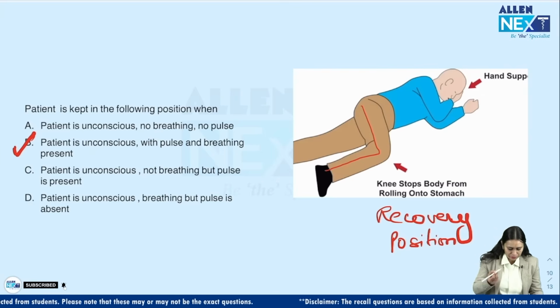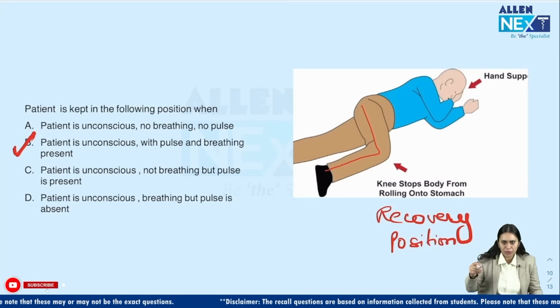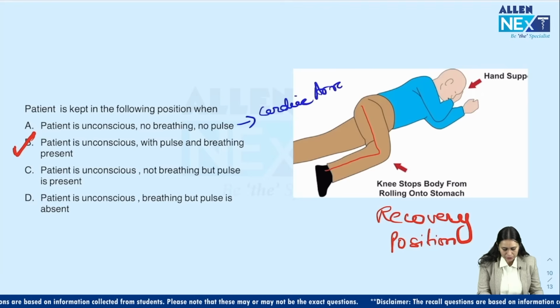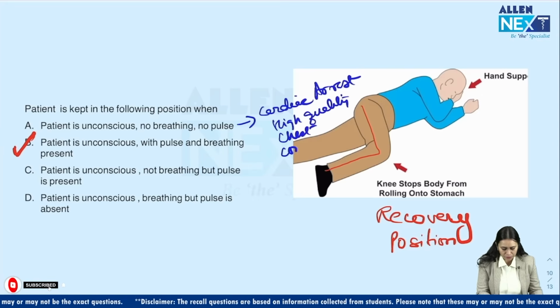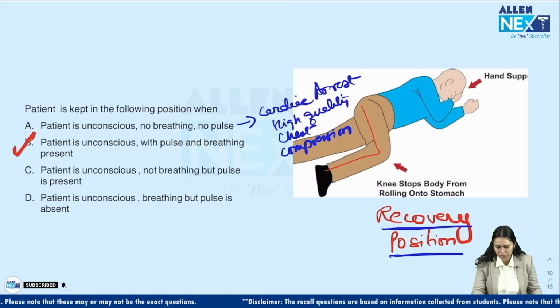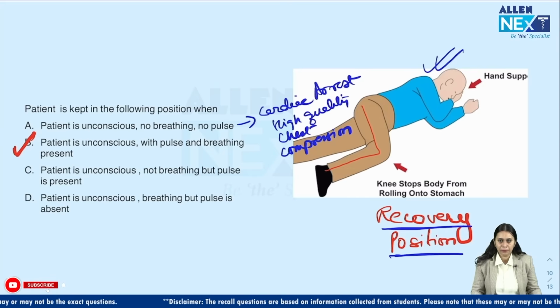So again, the answer is patient unconscious with pulse and breathing. Let me write it here: patient unconscious, no breathing, no pulse. This is cardiac arrest, and in cardiac arrest we start high quality chest compression. Second, patient is unconscious with pulse and breathing present. We wait for the ambulance to arrive and make the patient lie in the recovery position, the position given in the image.